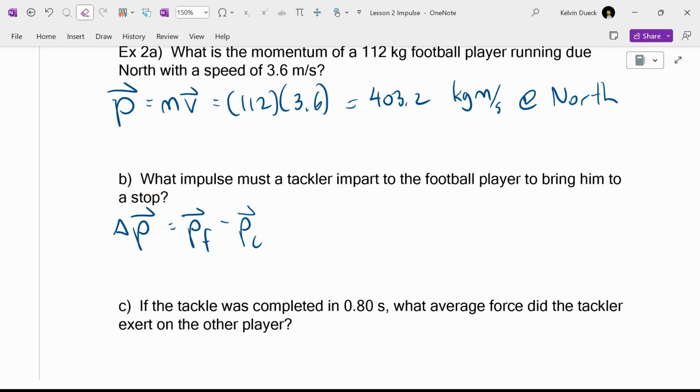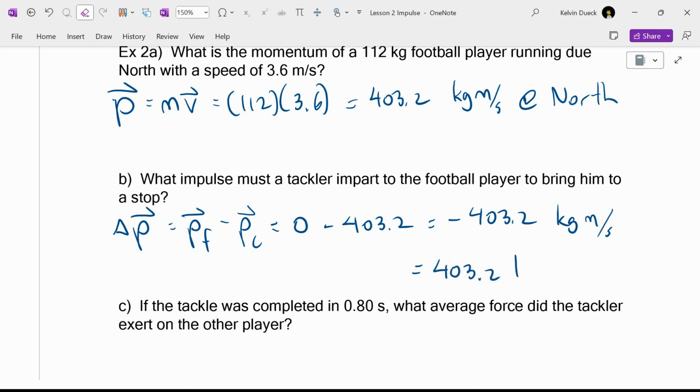Stop. What's the final momentum if you're stopped, as a number exactly? So it's going to be final momentum minus initial momentum. You probably don't even need a calculator to go 0 minus 403.2 in your head. The answer is going to be negative what? Kilogram meters per second. Ben, what direction is this? Negative. Yes.